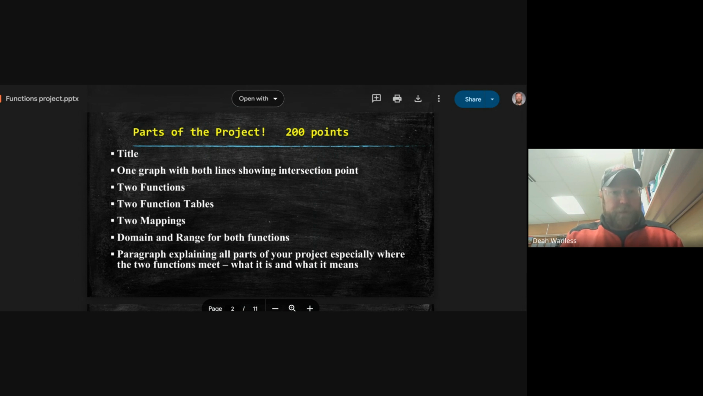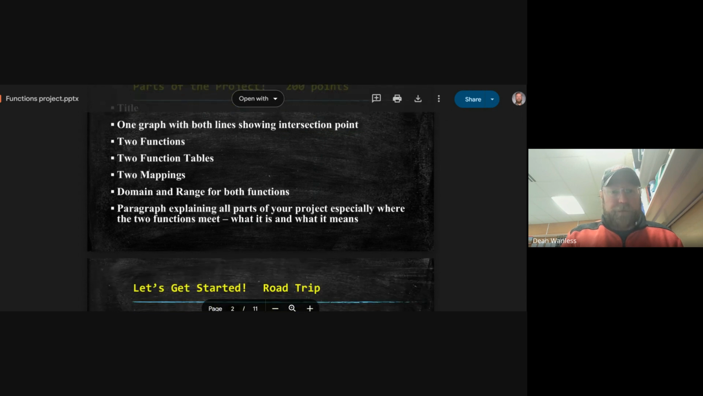But we need to have a title. You need to have a graph that's showing both lines and the intersection point. Remember, the intersection point, we have been referring to that as the break-even point in class. You're going to have two functions, two function tables. Now, the function tables are input output, so that's like X and Y, and then two mappings. Then the domain and range for both functions.